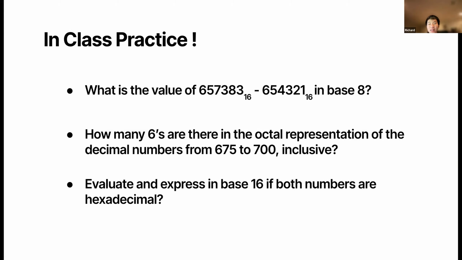Okay, so I'll give you guys some time to work on the first question, which is, what is the value of 657,383 base 16 minus 654,321 base 16 in base 8? So first, subtract these 2 hexadecimal numbers and then regroup it into base 8.